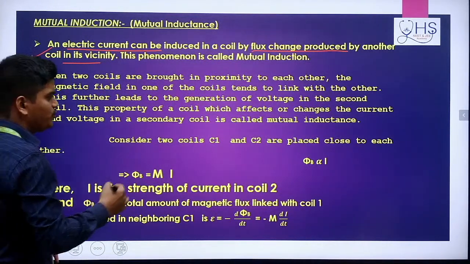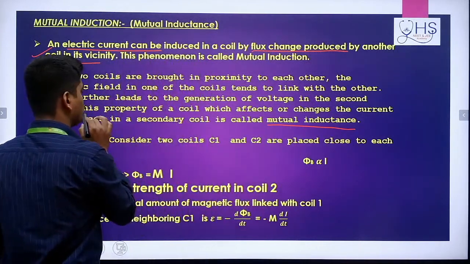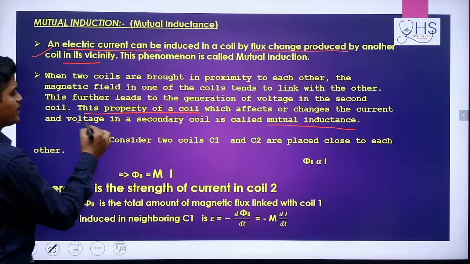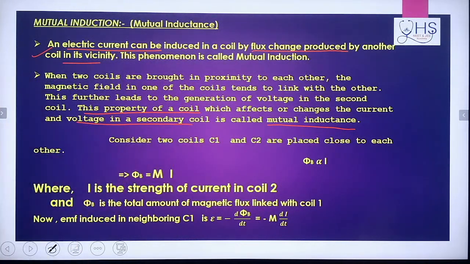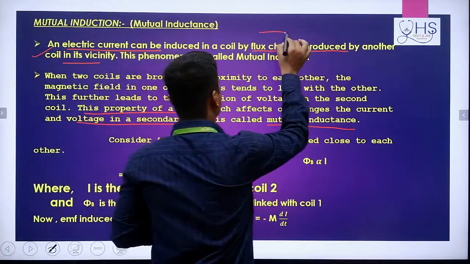And what is mutual inductance? Remember, mutual inductance is the property of the coil which affects or changes the current and voltage in a secondary coil. If definition type questions are coming, then you can write what is mutual inductance and what is mutual induction. So two coils are there.